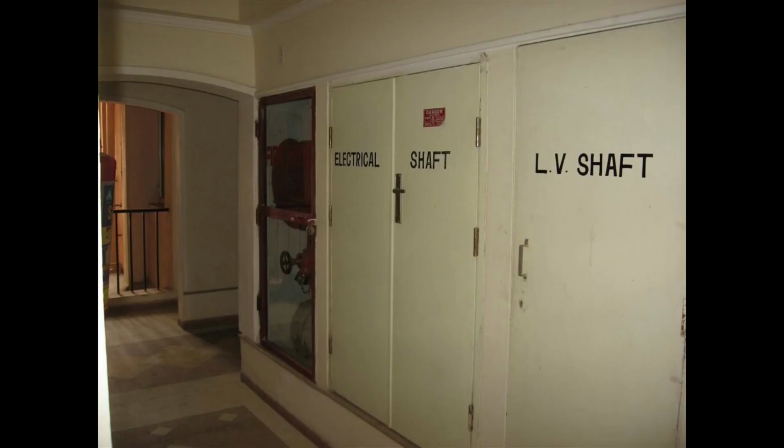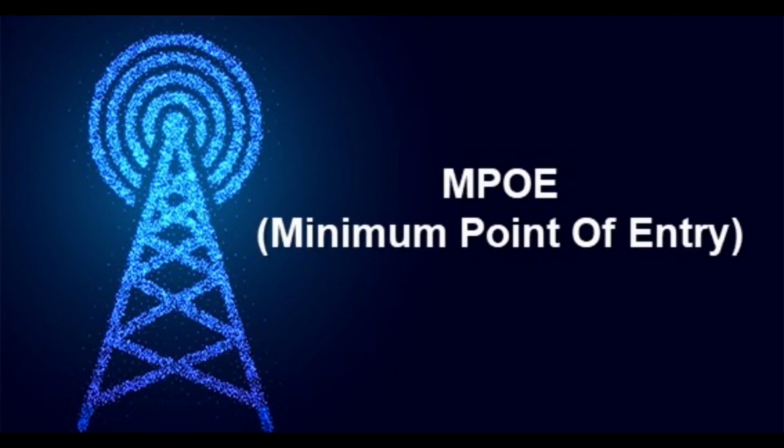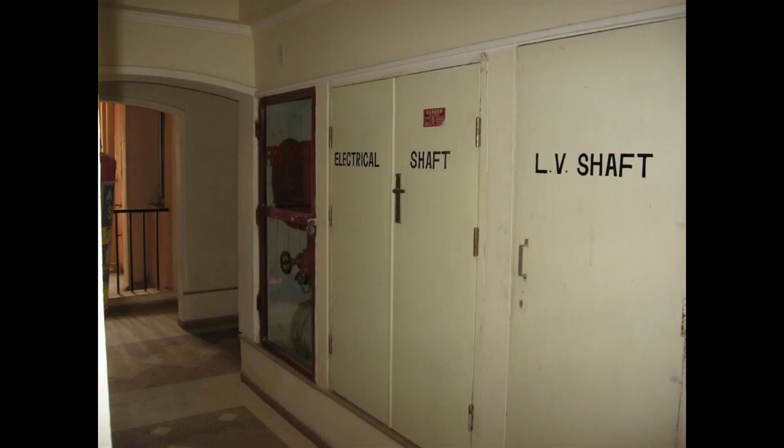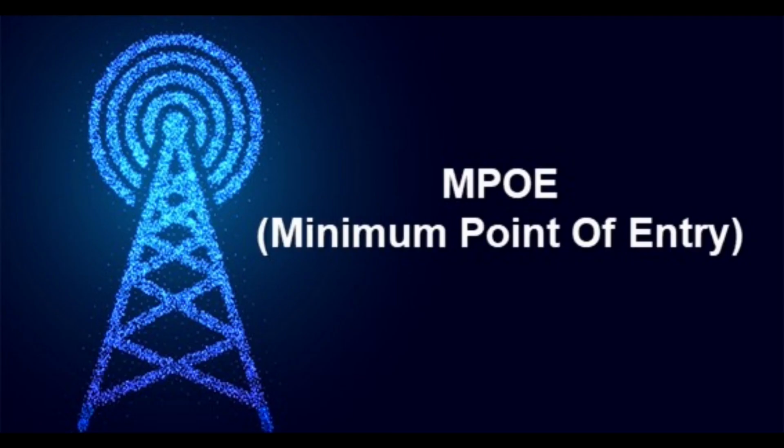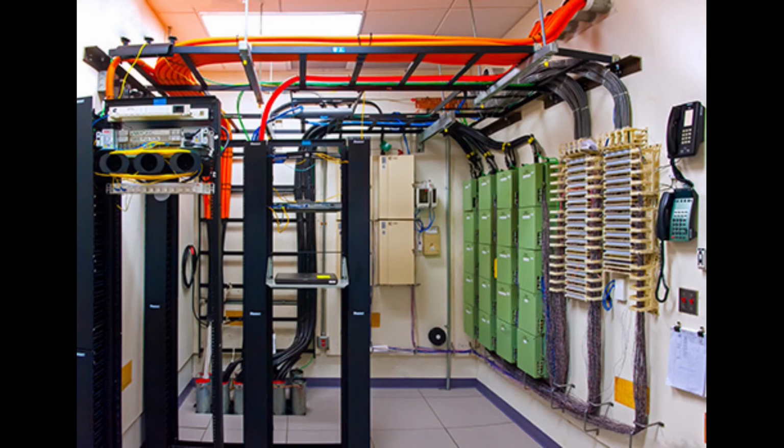Locate the LV shaft and MPOE room, minimum point of entry room. The LV shaft houses all cables related to LV systems, while MPOE room, minimum point of entry room, is the room provided by the builder where all the telecommunications cables enter the building as a first point of entry. This is where you will have to run your cables for getting internet and phone lines. So understanding the routes is important.